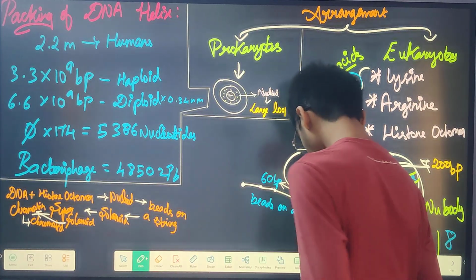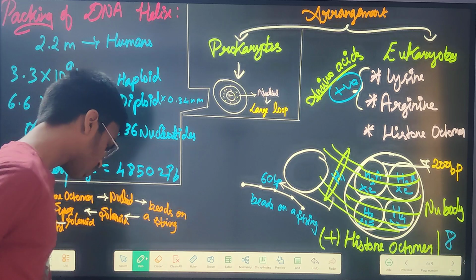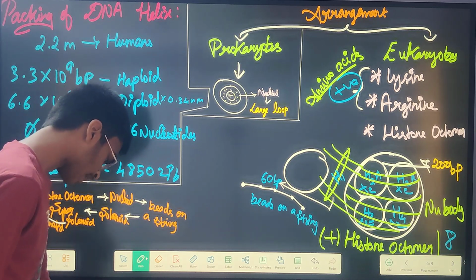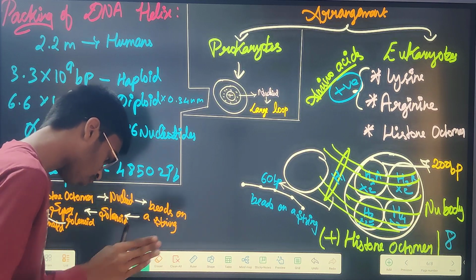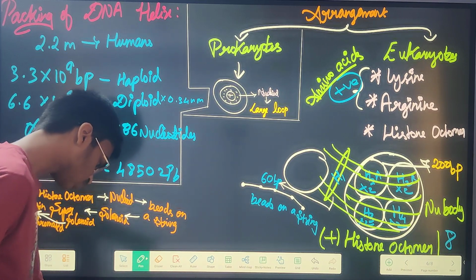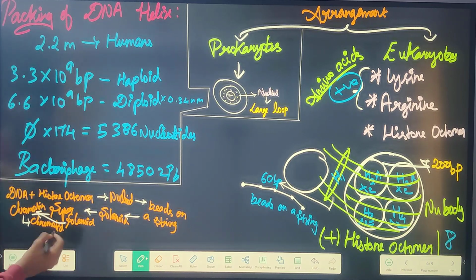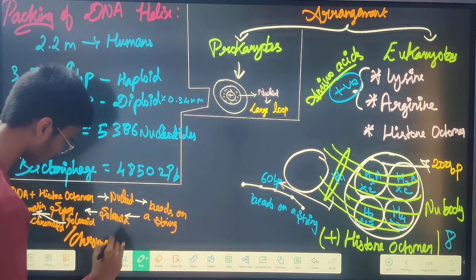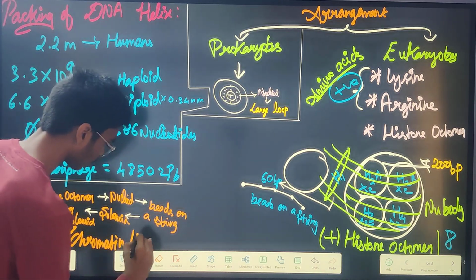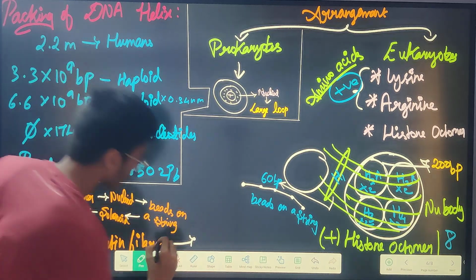If you check it, the beads on string structure in chromatin is packed to form chromatin fibers, which are further coiled and condensed at the metaphase stage of cell division to form chromosomes. Chromatids are also known as chromatin fibers, which are condensed at metaphase.